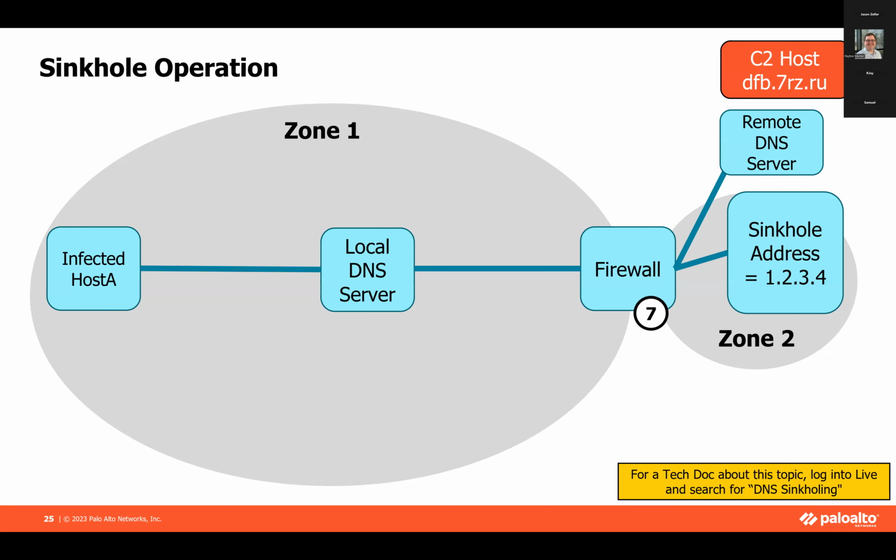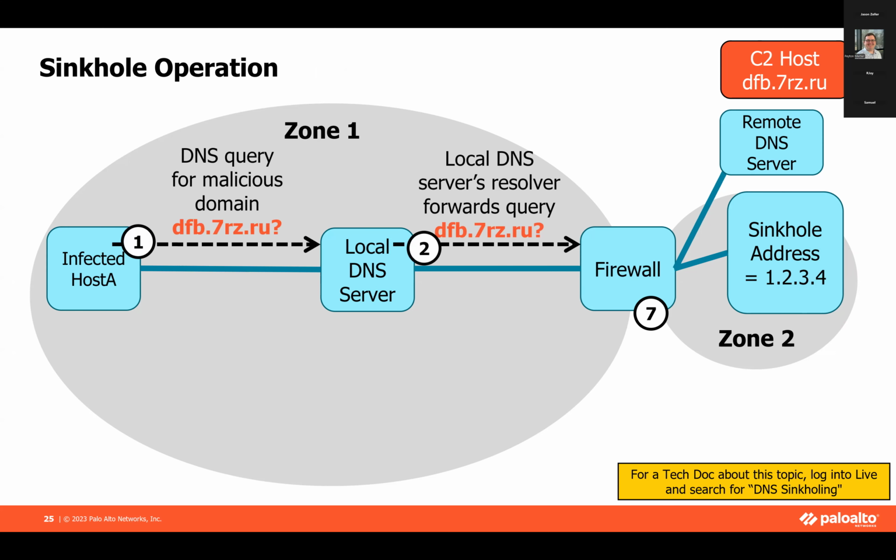All right, so a sinkhole operation is basically where you have an infected host, host A. It's going to try to connect to your local DNS server, which is then going into our firewall. From there, if we're trying to go out to this bad Russian website, to this remote server, we're going to end up rerouting that to a sinkhole address of, say, 1.2.3.4. So instead of it actually going out to the bad host, we send it to a sinkhole that's going to collect all that data.